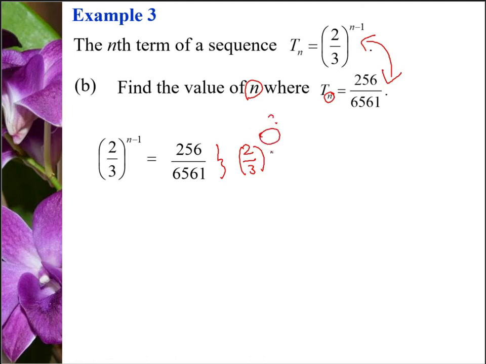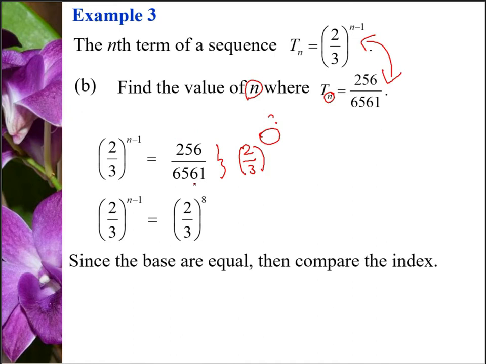You can try it out, and then you find that 2 over 3 to the power of 8 is equal to this fraction. Since the bases are equal, we compare the index. n minus 1 is equal to 8, so n is equal to 9. Well, what if you cannot write this large fraction to be the same base as the one on the left side?